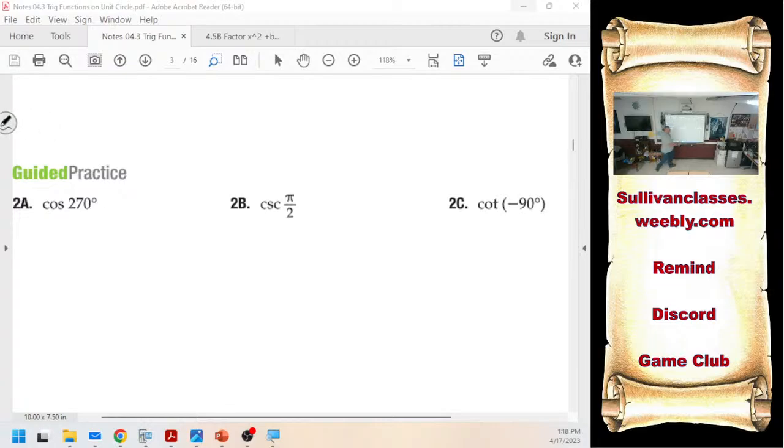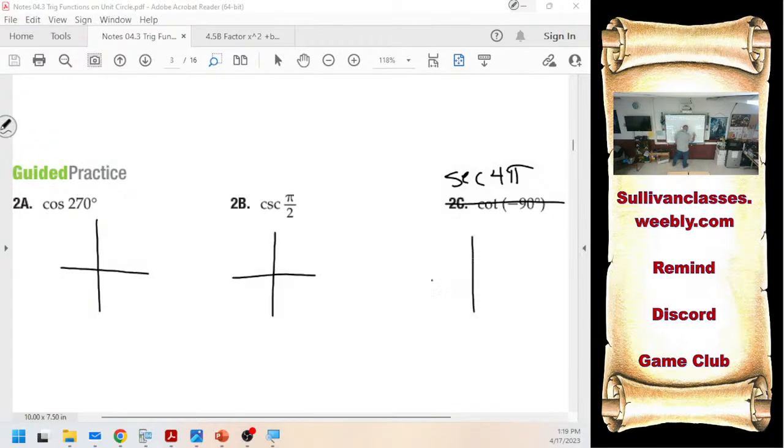What was this one? Secant 4 pi? Okay. You get coordinates (R, 0).